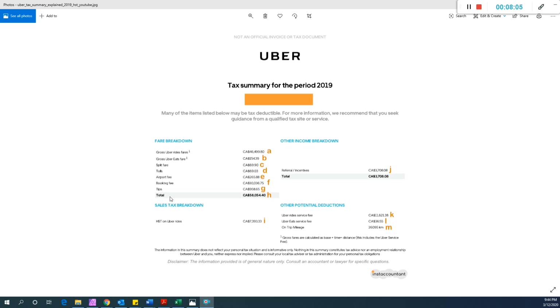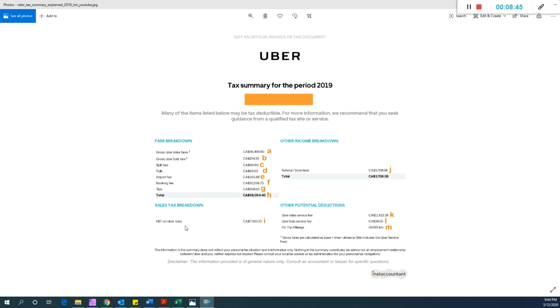The total amount, this H, is very confusing for most people. They think that this is our total earnings or total income or whatever, right? But this is not. This is just a total of all these amounts. So this is not representative of any amount which can be directly used for tax purposes. It can be used as a starting point to calculate your gross earning or net earning, whatever. But this is just a total of all these amounts. It's not your total earning, so don't be confused about that.